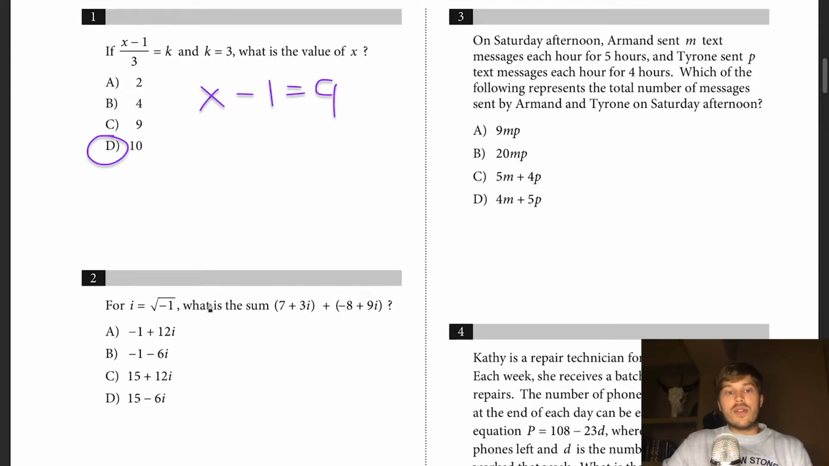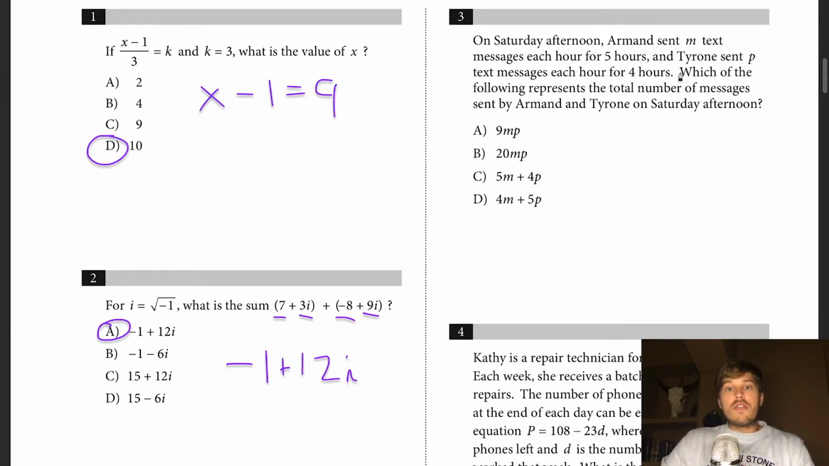Okay, what's number 2? What is the sum of this? So we need to sum our common terms, so that's 7 and negative 8 gives us negative 1. And 3i and 9i gives us 12i. So this answer is A.